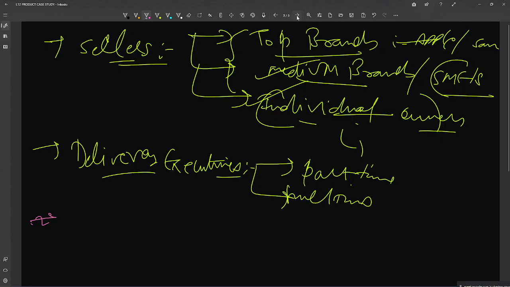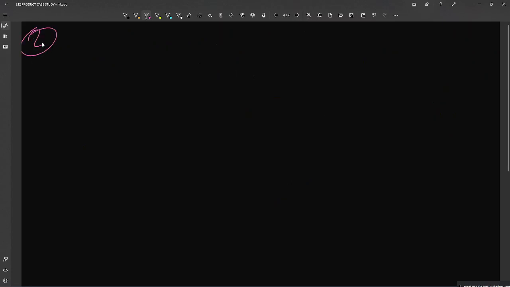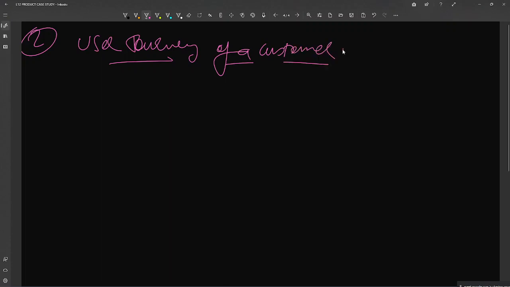Now, the second step that you should know is the user journey of a customer who is using Amazon. Can you think and let's write down the steps one by one. Think for a couple of minutes, then we can discuss that.